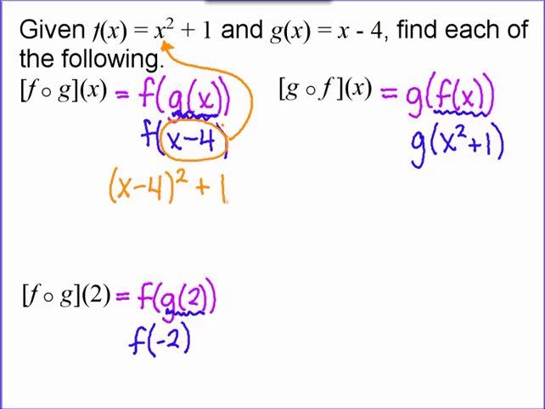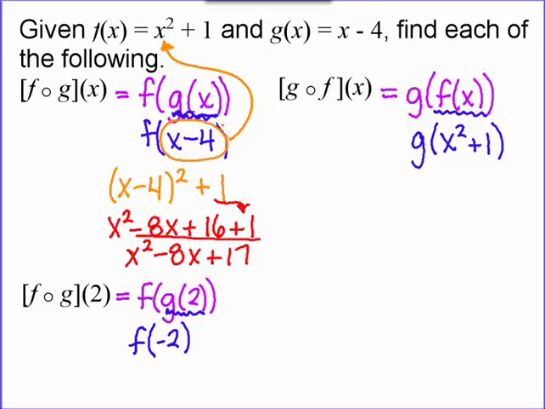Now what do you have to do with that x minus 4 quantity squared? FOIL it out. So it comes out to be x squared minus 4x, minus 4x, which is minus 8x, plus 16 plus 1, because I have the plus 1 right here. So your final answer is x squared minus 8x plus 17. And that's it. Okay, that's all you have to do on that problem. Now we're going to continue on with this one.